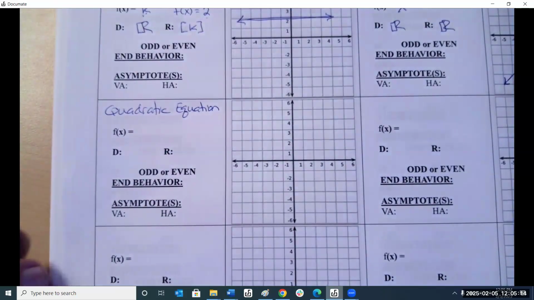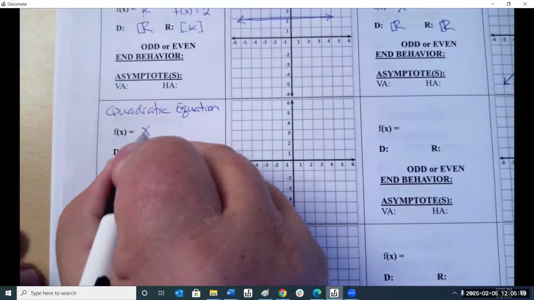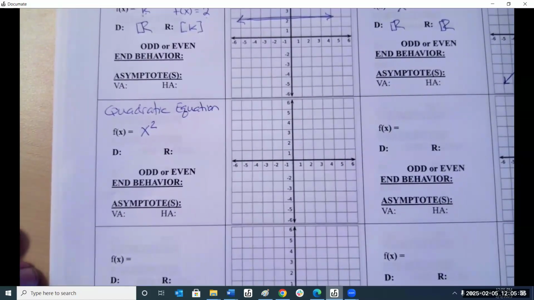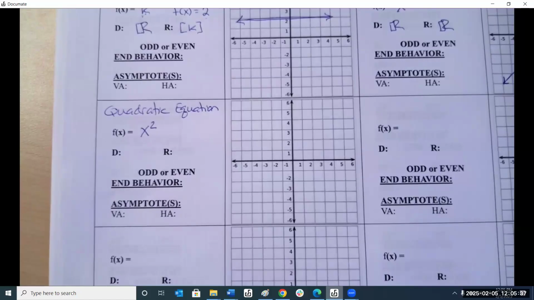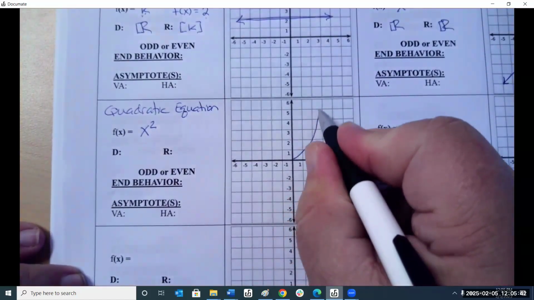A quadratic equation. What does a quadratic equation look like? The equation x squared. What does the graph look like? Like a parabola? What's that called? Yeah, it is a parabola.